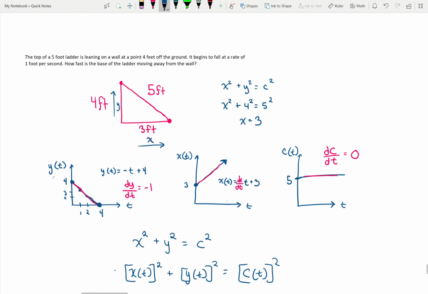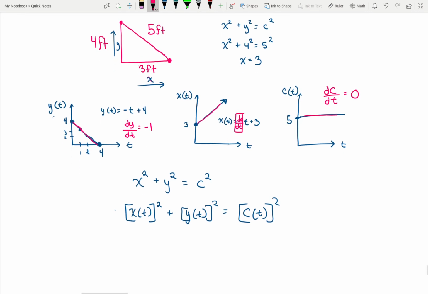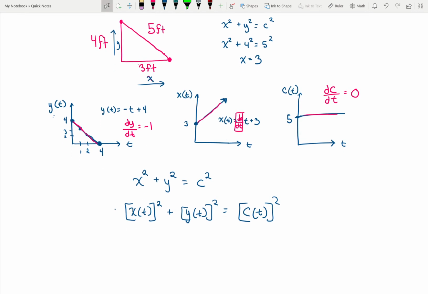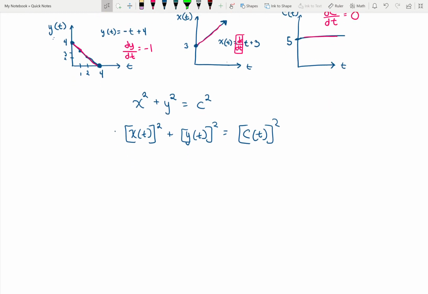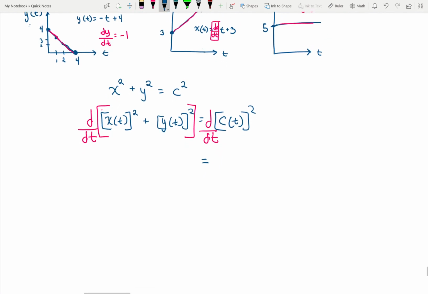Okay, so our goal here is to figure out how fast the base is moving away from the wall. And how fast the base is moving away from the wall is this guy right here, dx/dt. So we wanted dx/dt to pop up somewhere in our equation. So let's start by just taking the derivative of this whole thing. Let's take d/dt of this side and then d/dt of this side. Boom, boom. So what do we get? Actually, no. We'll be a little bit more thorough, okay?